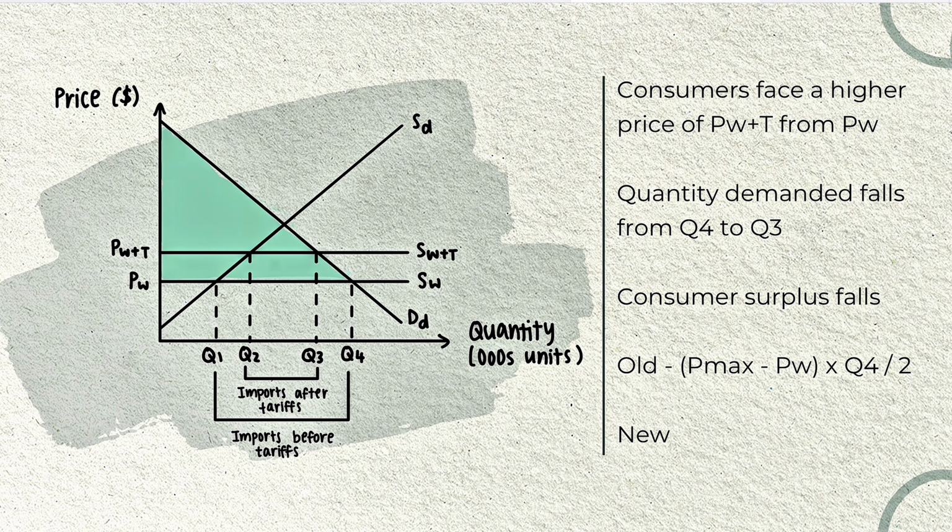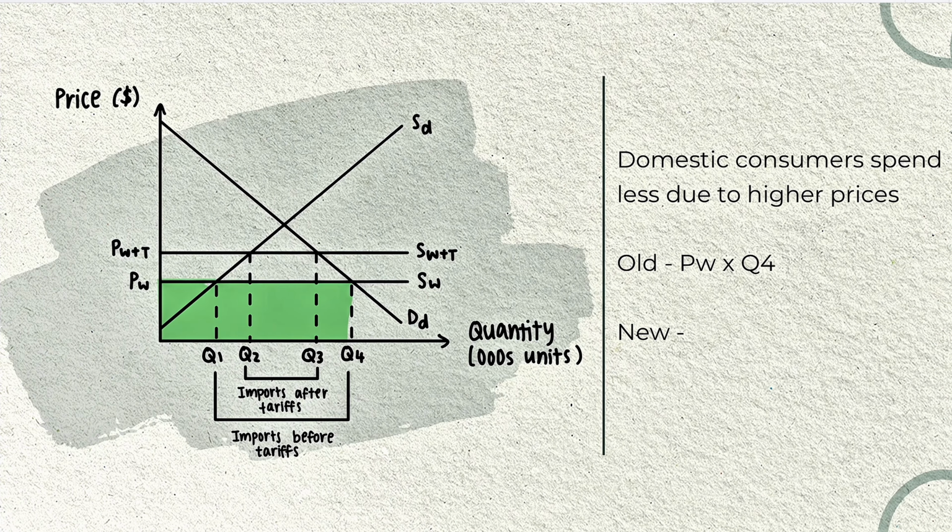However, when a tariff is introduced, the consumer surplus decreases. And this is represented in the smaller triangle to the left. And the calculation is P max, which is here, minus PW plus T multiplied by Q3 divided by 2. And the change in the consumer surplus is shaded in here.